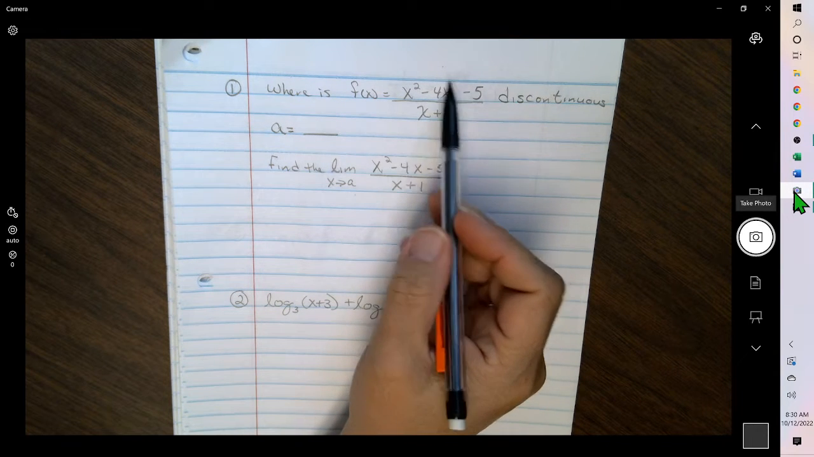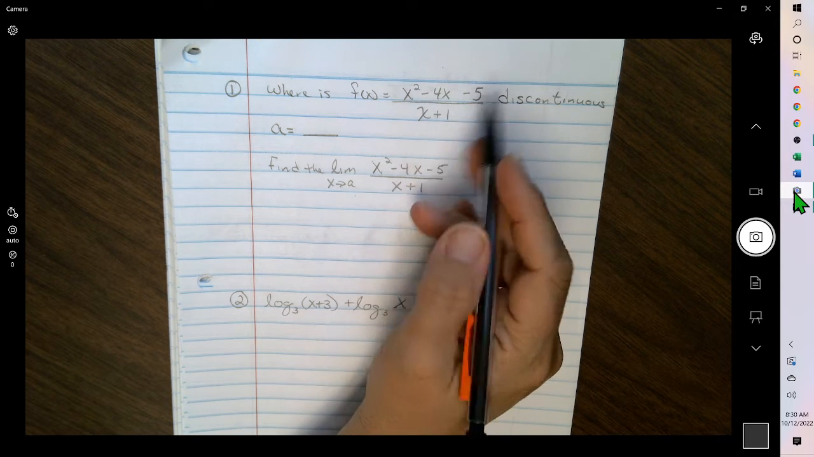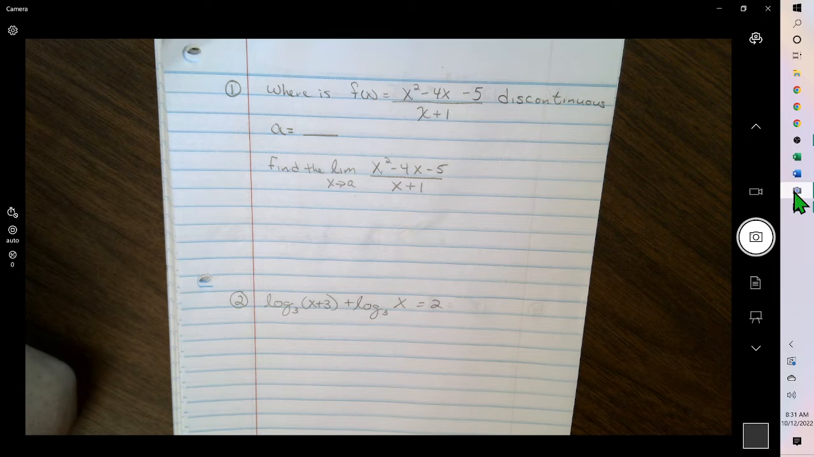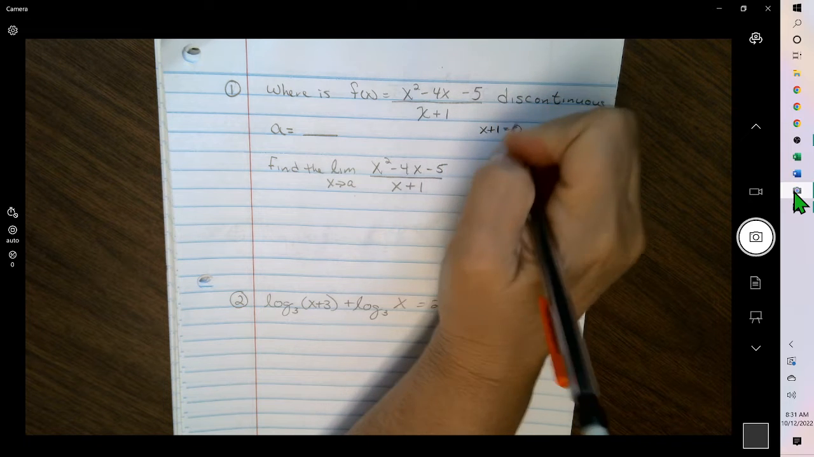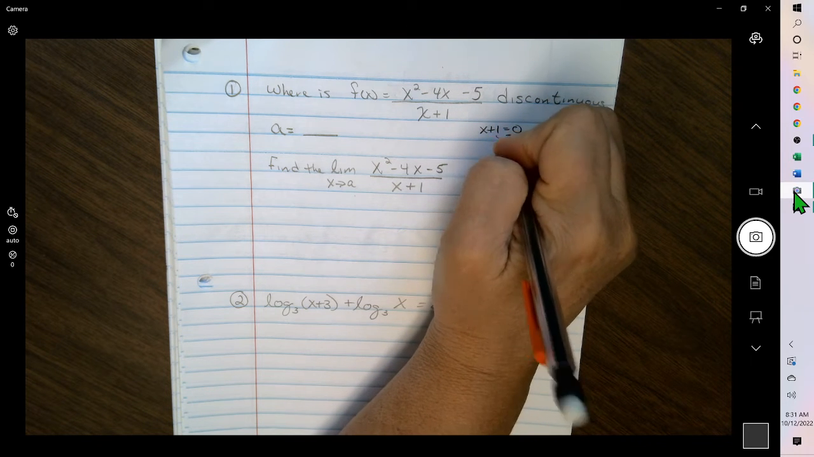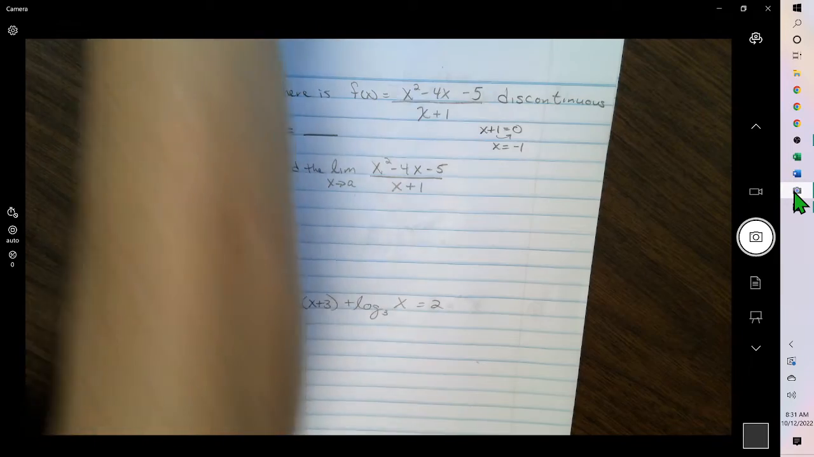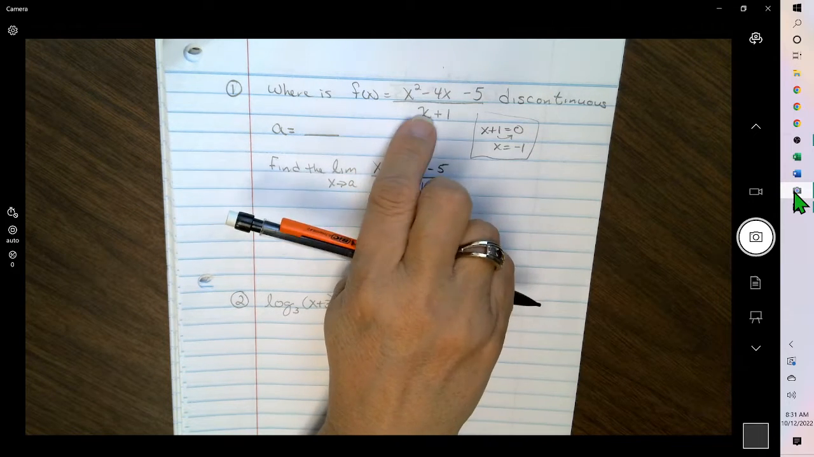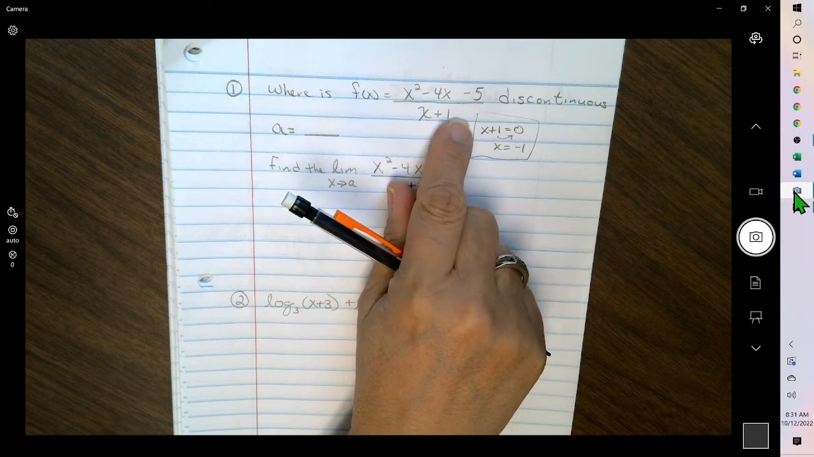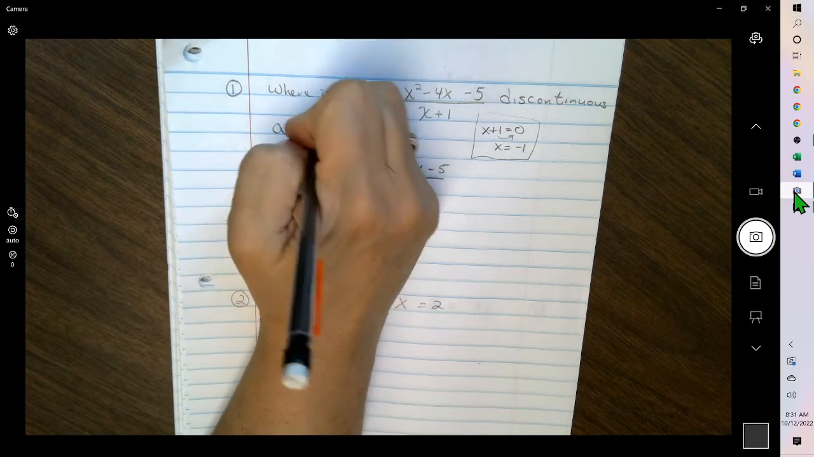When we're looking for where a function is discontinuous, when you have a fraction, anything that gives you 0 in the denominator is discontinuous. And so if we set the denominator equal to 0 and subtract the 1 to the other side, this would be discontinuous at -1. Because if you plug -1 in here, -1 plus 1 is 0. So it's discontinuous at -1.